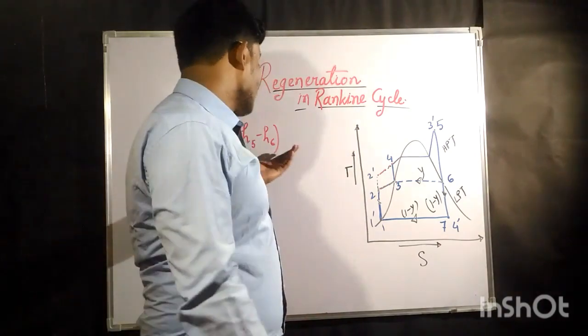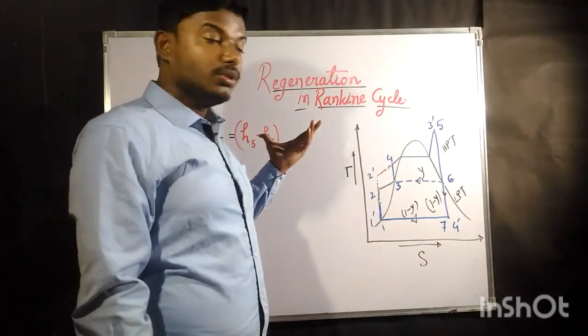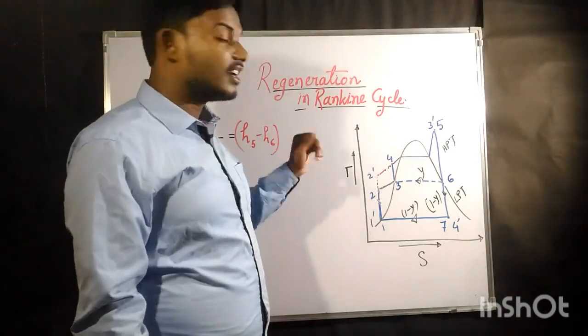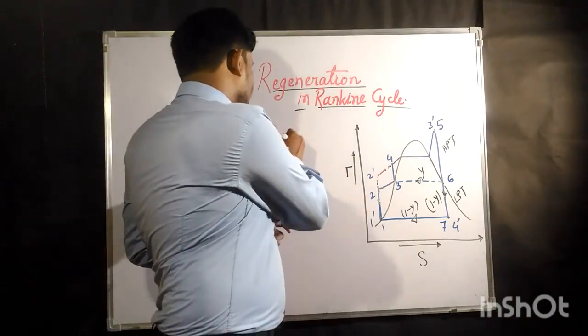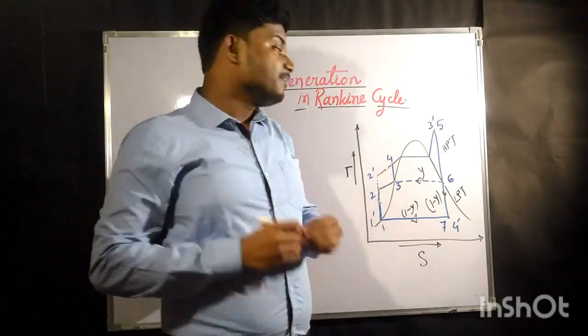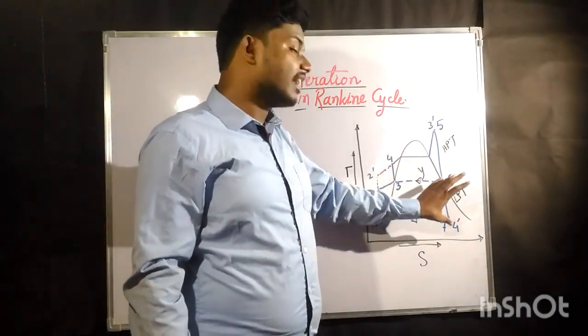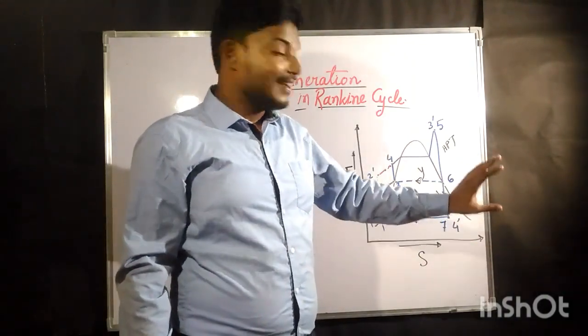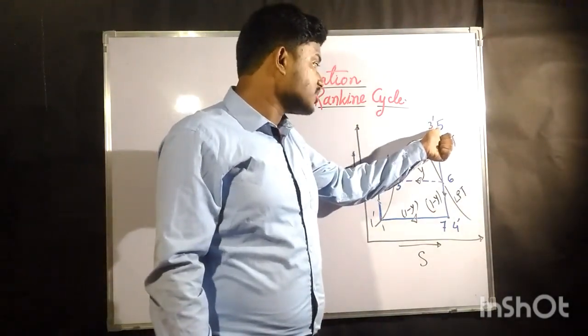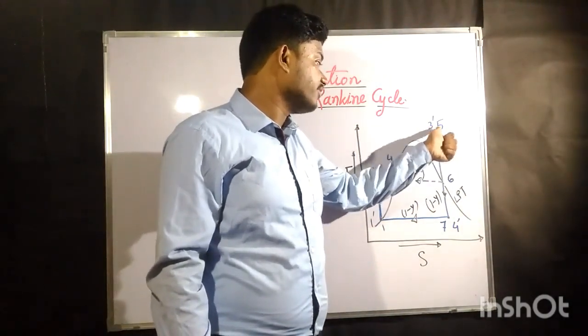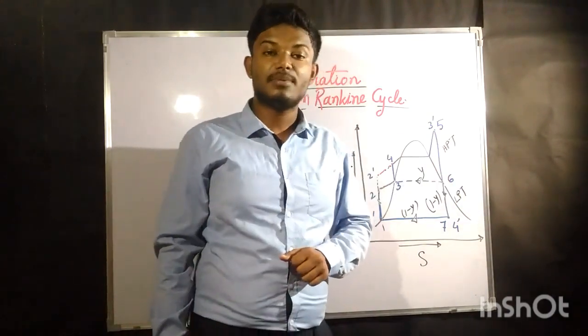Now the amount of mass which is doing the work in the high pressure turbine is 1, so we are not multiplying by anything here. Along with this there will be the work done by the low pressure turbine. Now what is the work done by the low pressure turbine? This is the expansion process in the high pressure turbine: 5 to 6 is the expansion process in the high pressure turbine.